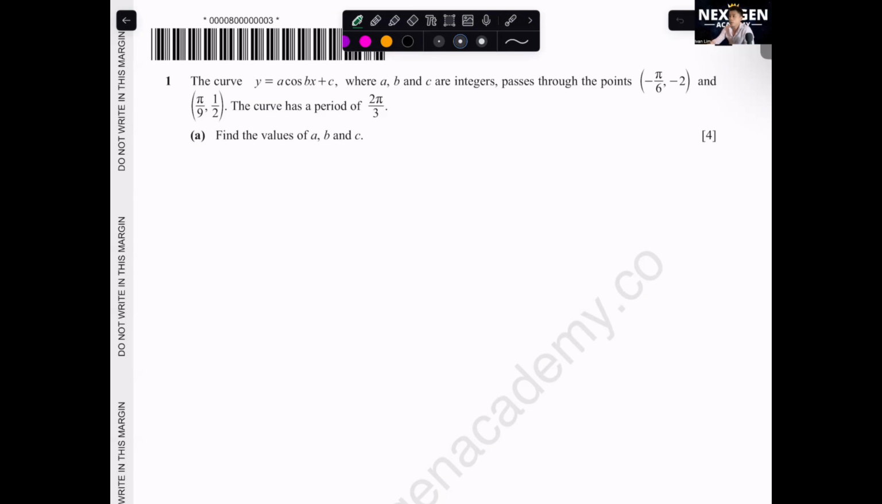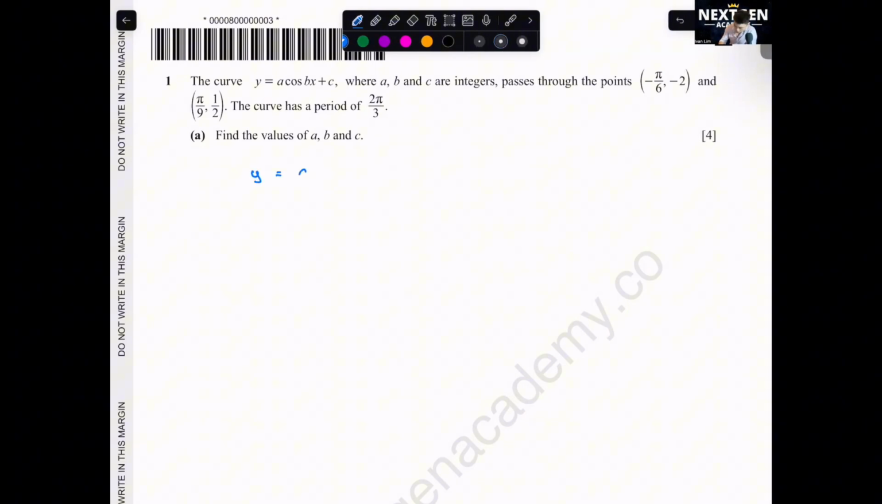The curve y equals a cos bx plus c, where a, b, and c are integers, passes through the points negative pi over 6, negative 2, and pi over 9, 1 over 2. The curve has a period of 2 pi over 3. Find a, b, and c. Which value do we start with first?